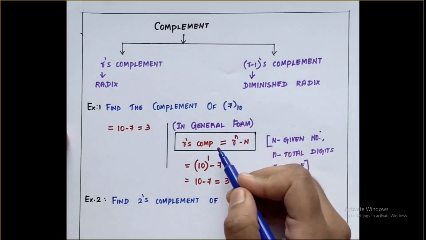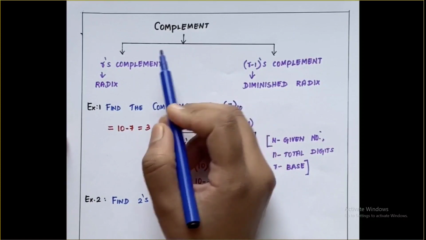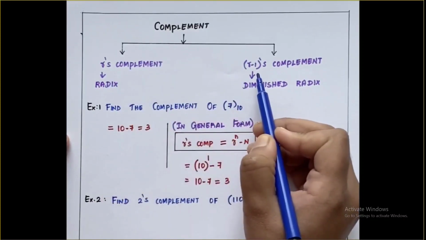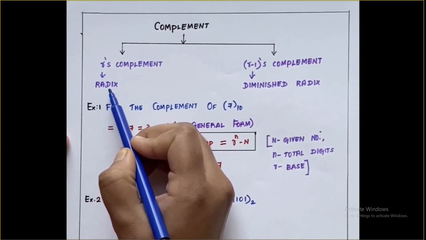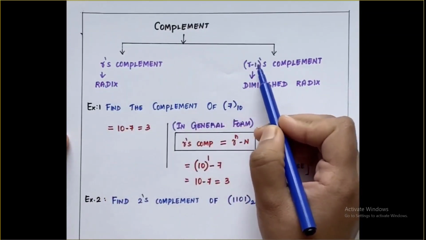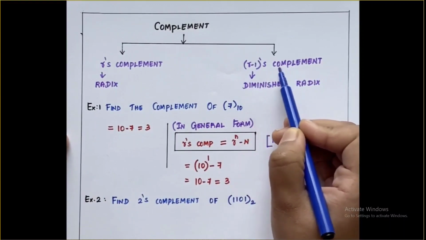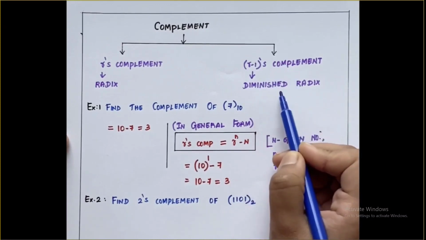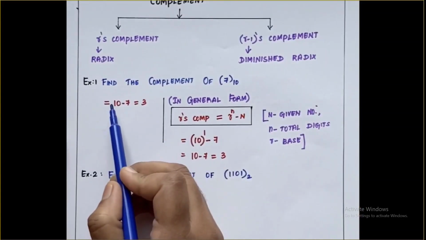So in this video, we will see about the topic complement and we will solve the required problems, along with which we can see the shortcut also. So in general, we have complement as two types. One is R's complement and the other is R minus 1's complement. Here R refers to the radix value. Radix in the sense it is base. R minus 1 in the sense we have to subtract 1 from the base value. Since it is getting reduced, we can call it diminished radix also, which means there is a reduction in base value. Now let us solve a problem.